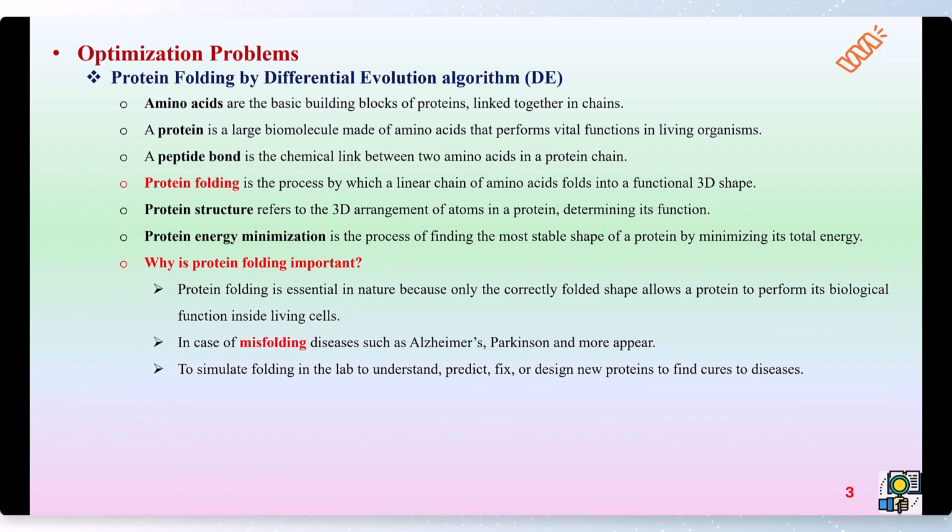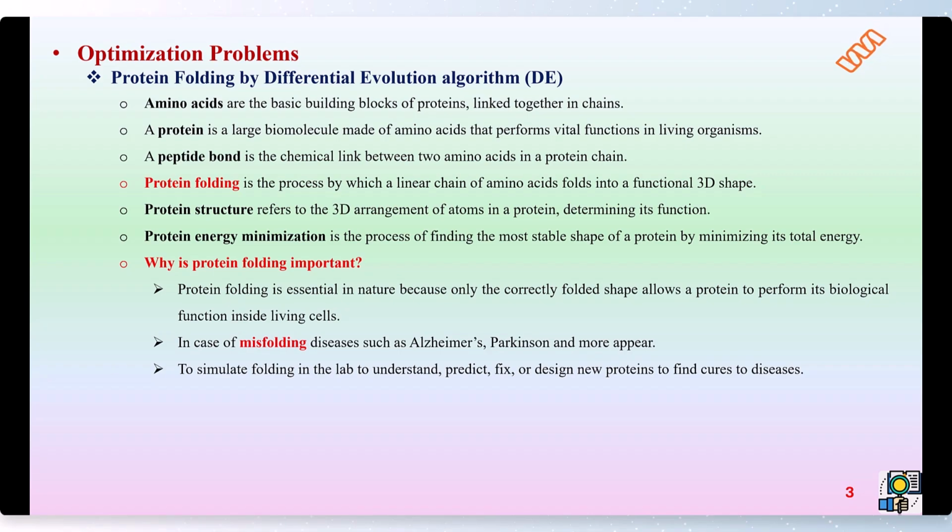So amino acids are basic building blocks of proteins, linked together in chains. A protein is a large biomolecule made of amino acids that perform vital functions in living organisms. A peptide bond is the chemical link between two amino acids in a protein chain. Protein folding is the process by which a linear chain of amino acids fold into a functional 3D shape. Protein structure refers to the 3D arrangement of atoms in a protein determining its function.